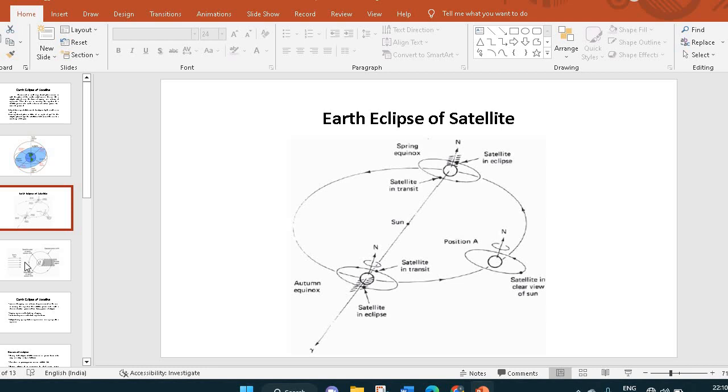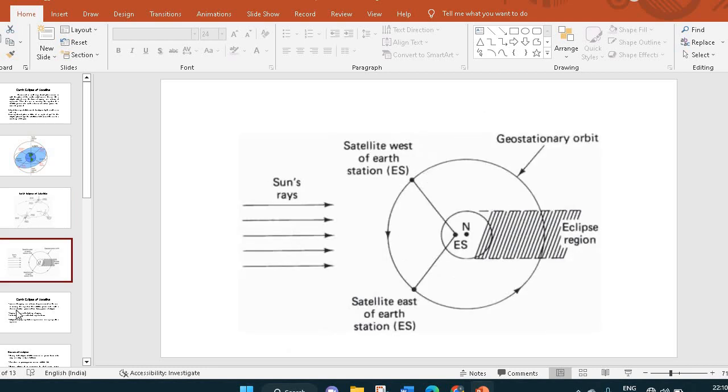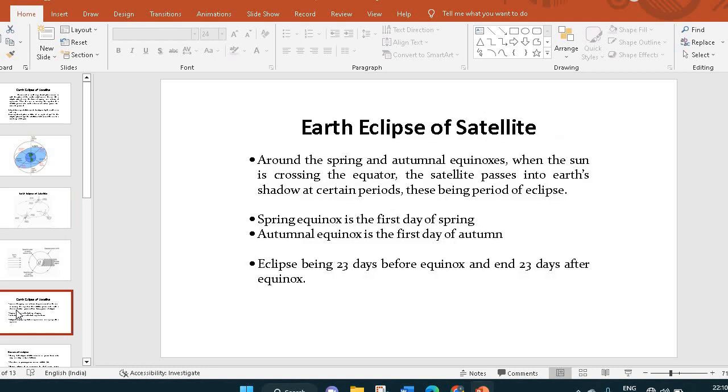The figure shows the Earth eclipse of satellite. Around the spring and autumnal equinoxes, when the Sun is crossing the equator, the satellite passes into its shadow at certain periods. These being period of eclipse. Spring equinox is the first day of spring. Autumnal equinox is the first day of autumn. Eclipse begins 23 days before equinox and ends 23 days after equinox.